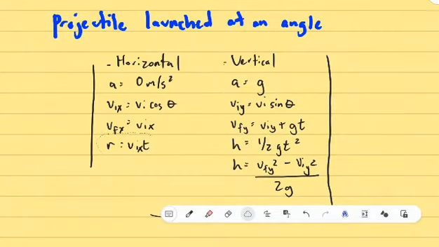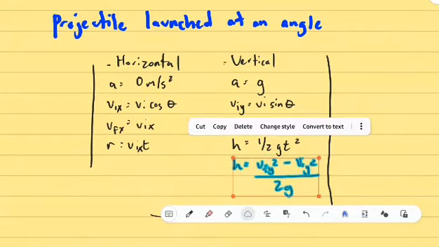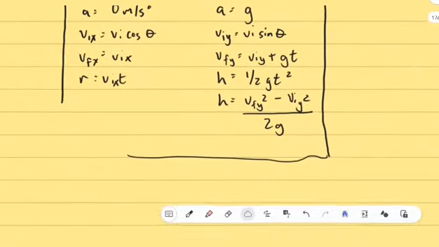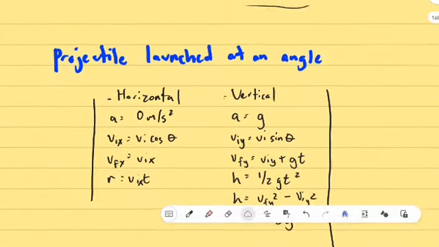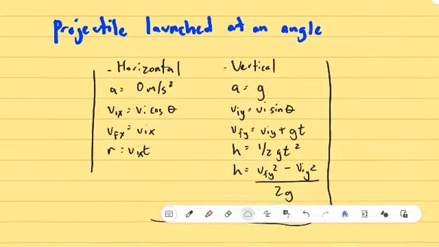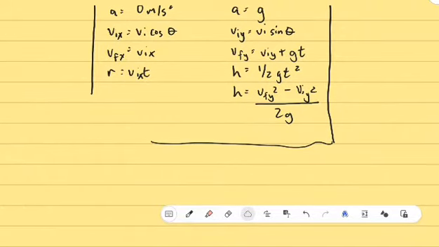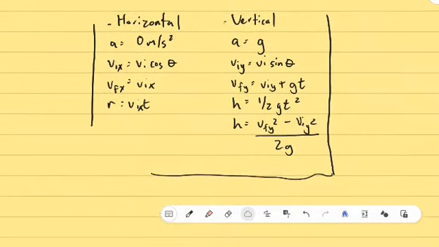For the range, that's vix times time. For height, we have 1/2 gt squared, or height is equal to final velocity y squared plus initial velocity y squared divided by 2g. Pero, you have to take note na may pagkakaiba po for the projectile motion launched at an angle and horizontally projectile objects. So, first, kung mapapansin ninyo kapag in-illustrate natin yung situation, magkakaroon siya ng parabola.